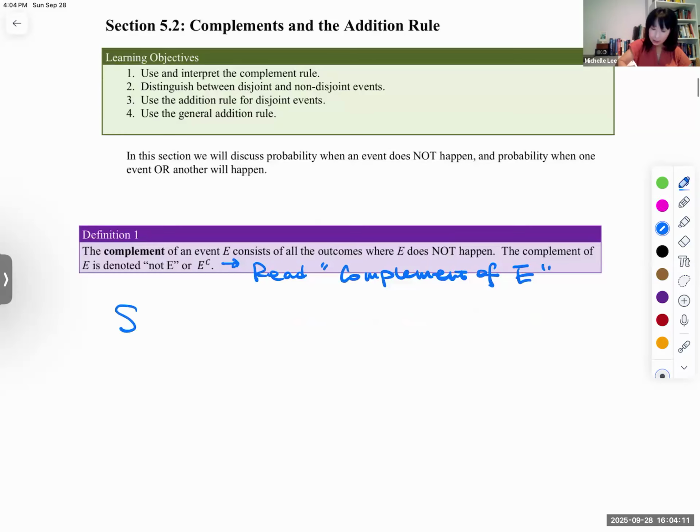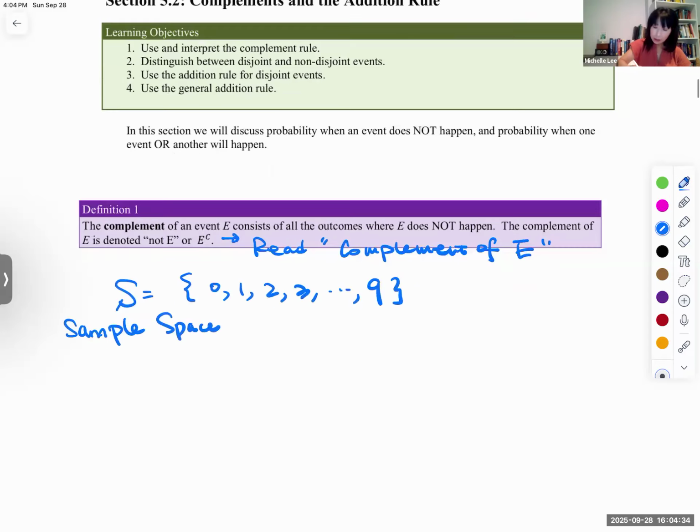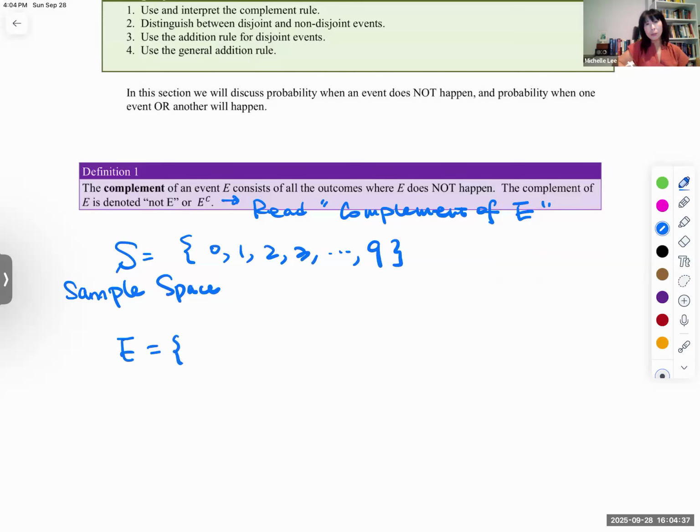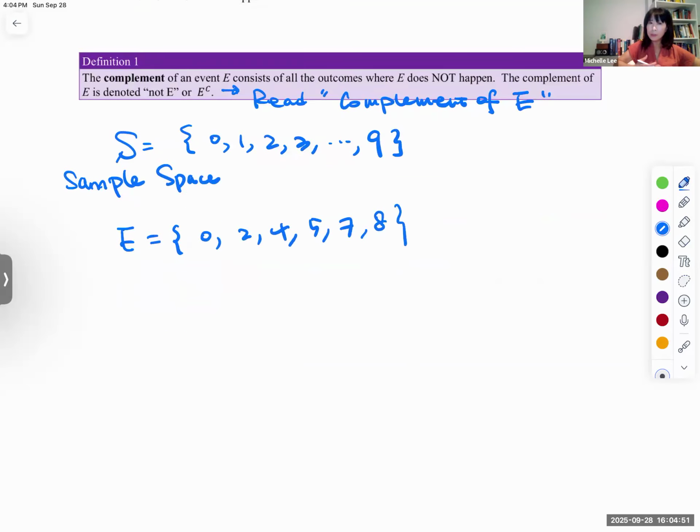Okay, so what is that? Let's make a sample space. This is a set notation, right? From 0 until 9, let's make event E. Let me just pick random numbers: 0, 2, 4, 5, 7, and 8. Okay. Then what's the complement of event E?